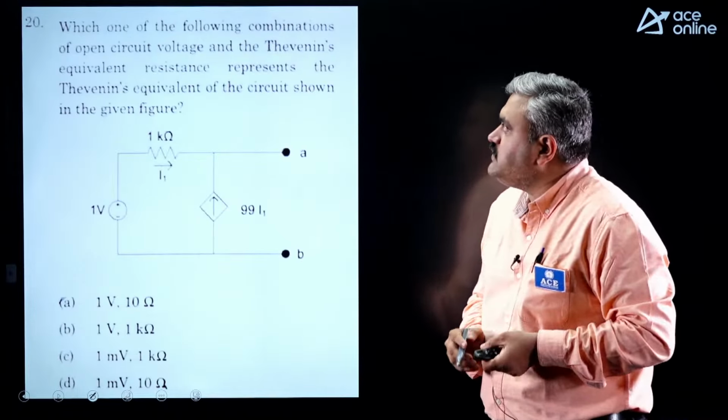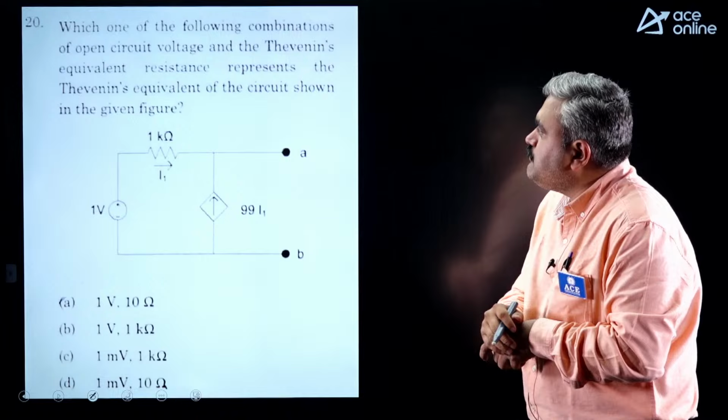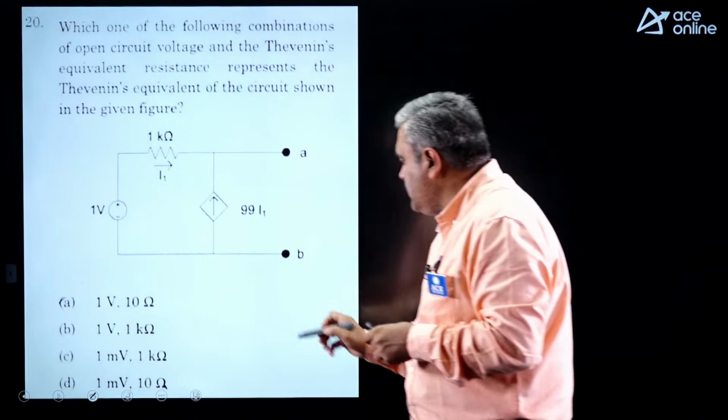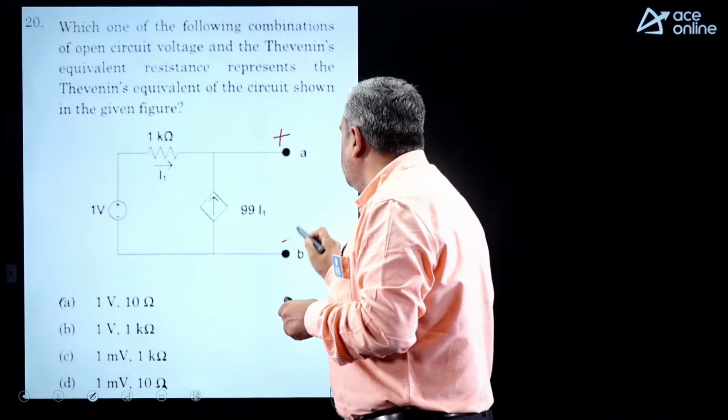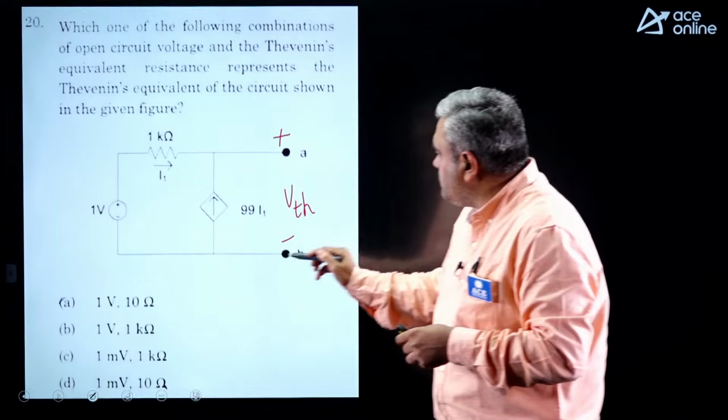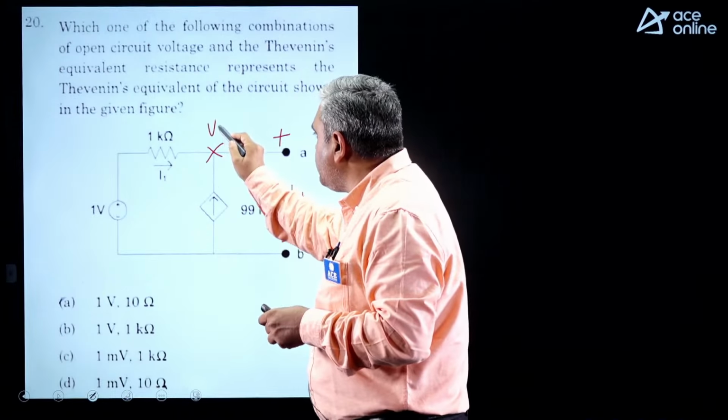Next, a similar question. Which of the following combinations of open circuit voltage and Thevenin equivalent resistance represent the circuit? Means he is actually asking you to find the Thevenin equivalent across the terminals A and B. So the same voltage will come here. You can write this as VTH.